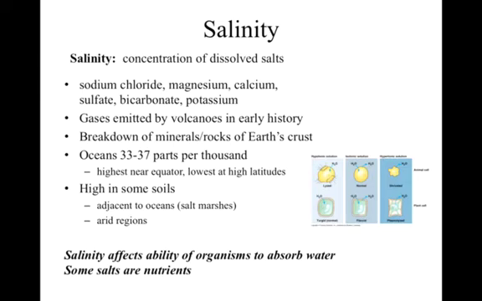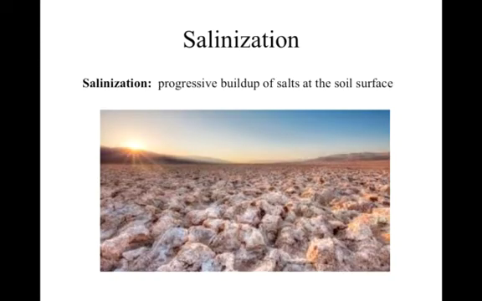Some salts are also nutrients. You need potassium, you need magnesium, you need calcium. A lot of plants and animals need these different nutrients, and so the availability of these nutrients is sometimes determined by the salinity. That's two ways in which salinity can affect who grows where: who can tolerate different hypotonic or hypertonic environments, and who needs what particular nutrients at what concentrations.